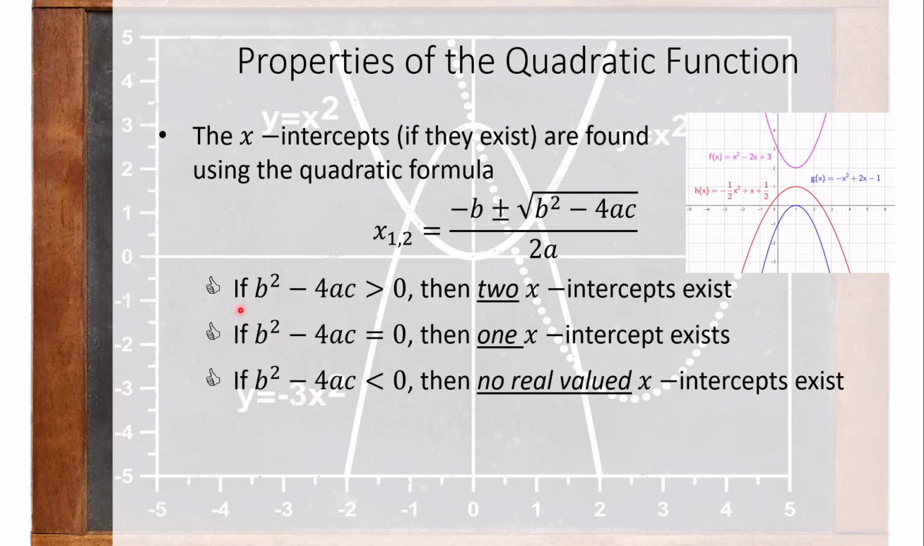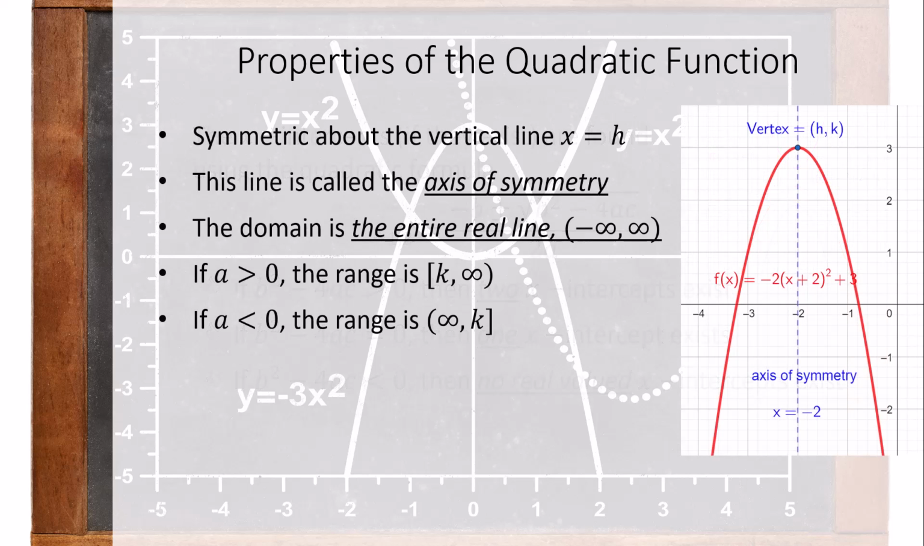So once again, if your discriminant is greater than 0, that will be a curve that looks exactly like this, and you will have two x-intercepts. If it is equal to 0, it will intersect at exactly one point. If it is less than 0, then you have a curve that looks like this, or its reflection down here, and there are no real valued x-intercepts. There are x-intercepts, but they happen to be complex numbers.